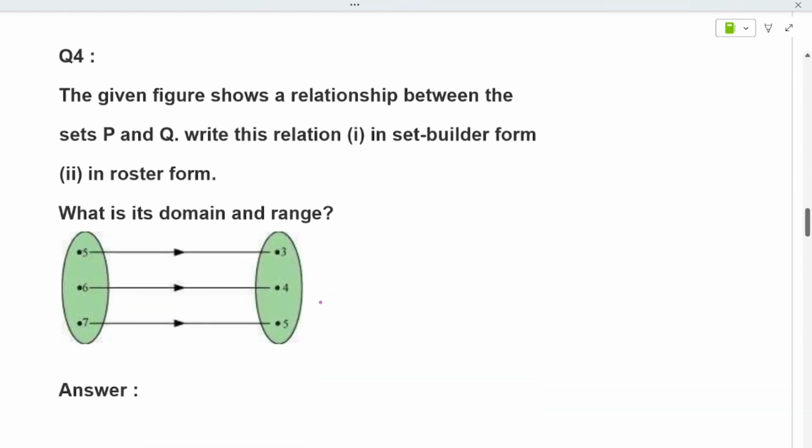Now next, they have given a figure of sets P and Q, and we need to find what the relation is in set builder and roster form.